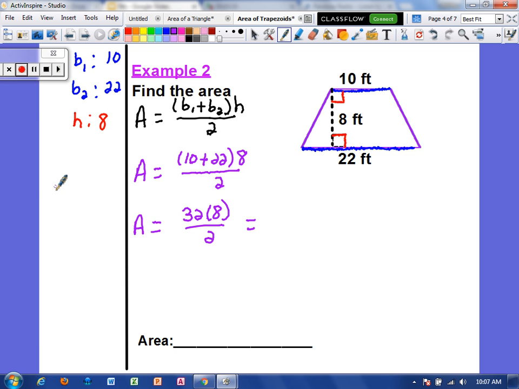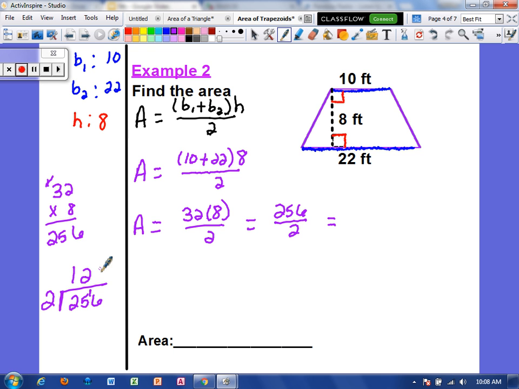And I'm going to work that out over here. 32 times 8. 2 times 8 is 16. Carry the 1. 3 times 8 is 24. Plus 1 is 25. So we get 256 over 2, and I'm going to divide. 2 goes into 2 one time with nothing left over. 2 goes into 5 2 times with 1 left over, and 2 goes into 16 8 times. So the area of this trapezoid would be 128 feet squared.